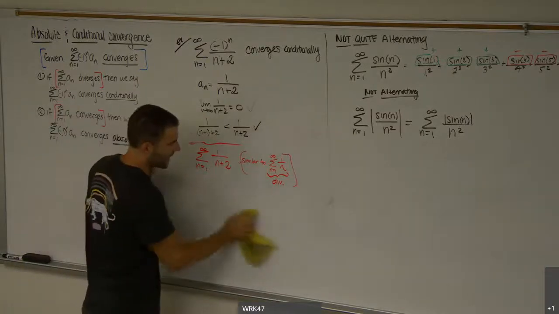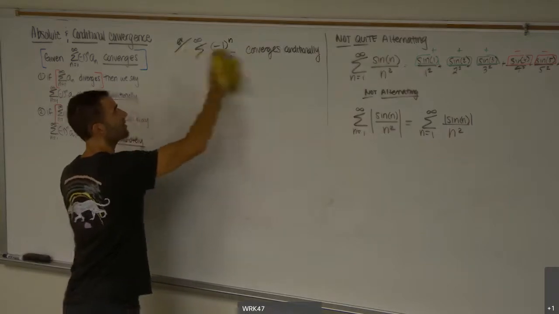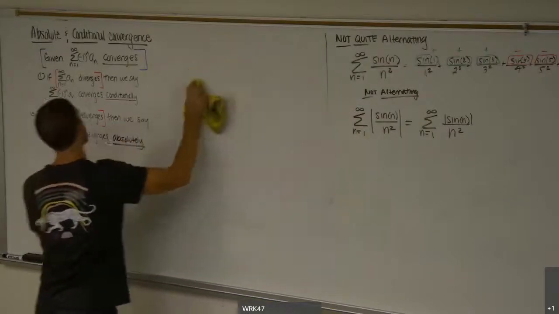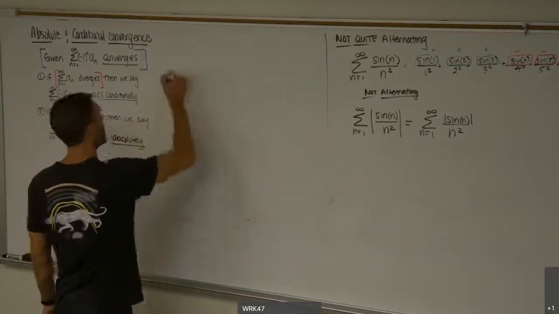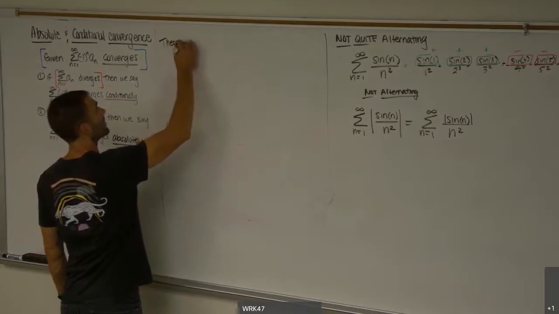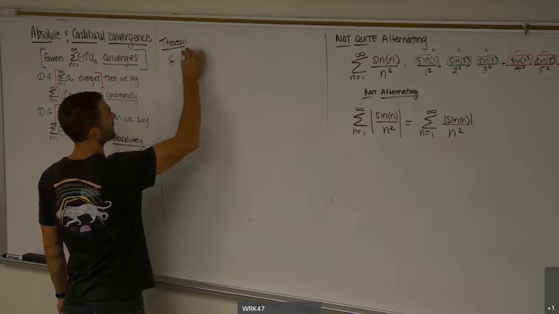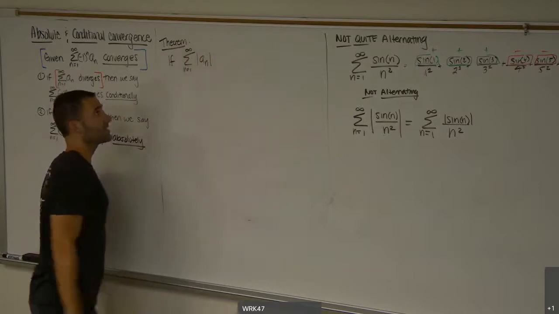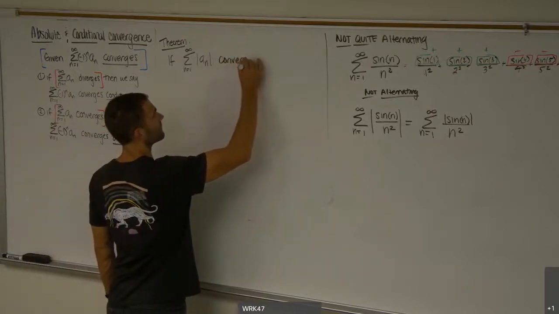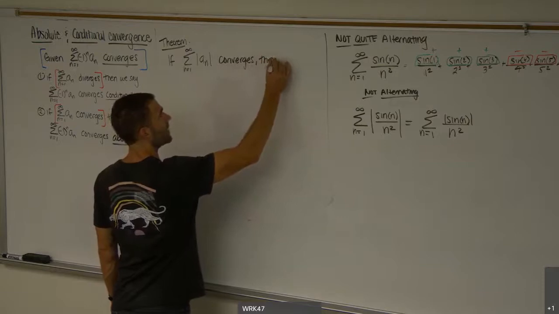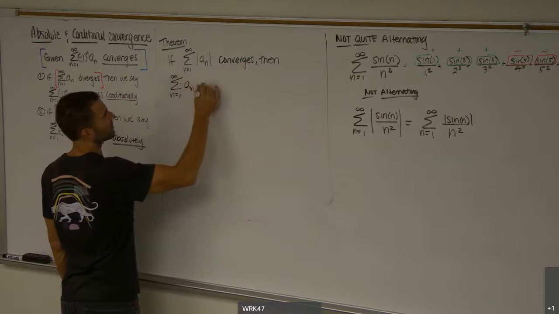Let's think about why talking about the positive version of everything would help me answer the not alternating, but the including negative term situation. And that goes into a very simple, well, we'll call it a theorem, but it's a statement, that if the absolute value of a series converges, then the series itself converges.